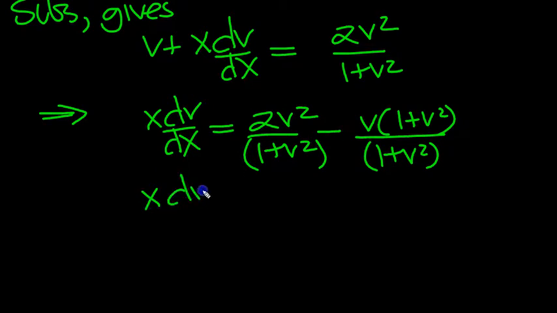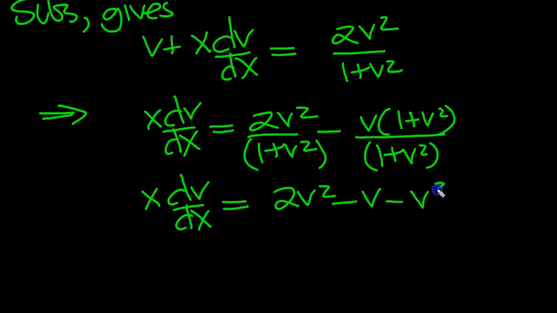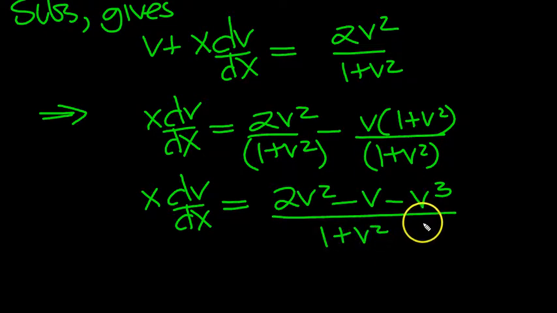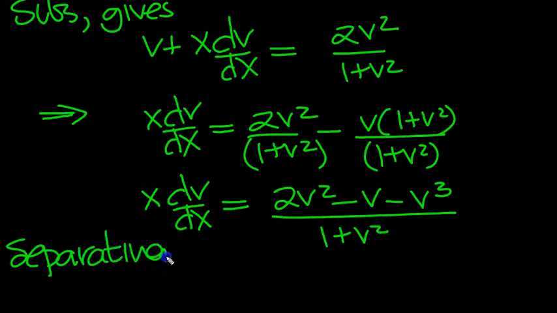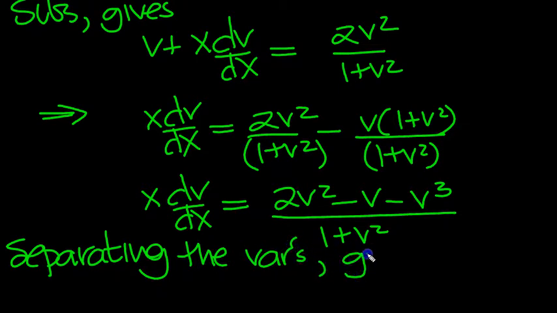So x dv/dx then is equal to 2v squared minus v minus v cubed all over 1 plus v squared. Right, so what does that give us then? So let's separate the variables then. Separating the variables gives, let's see what we've got then for the integration.